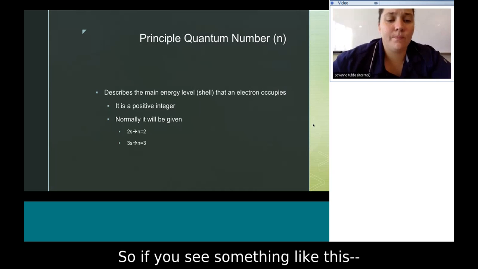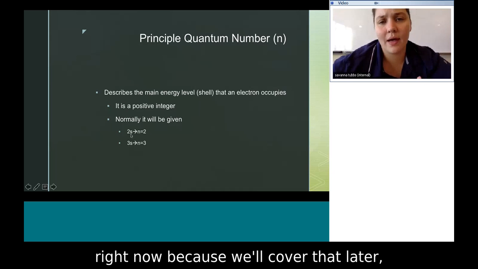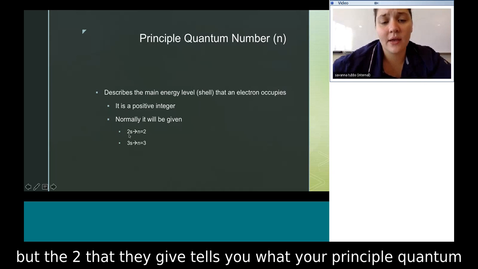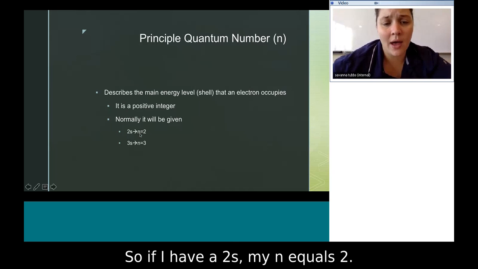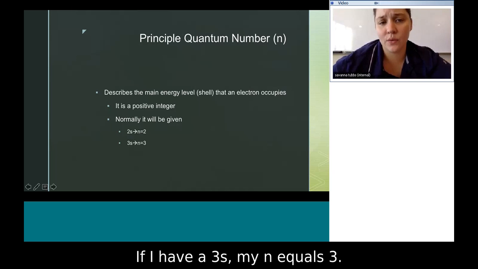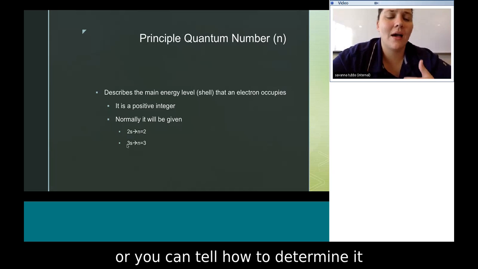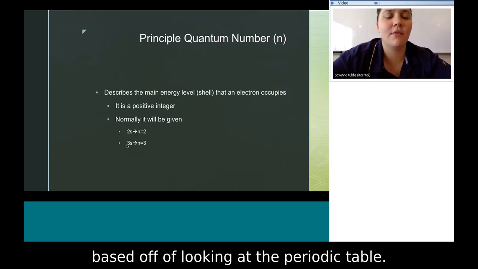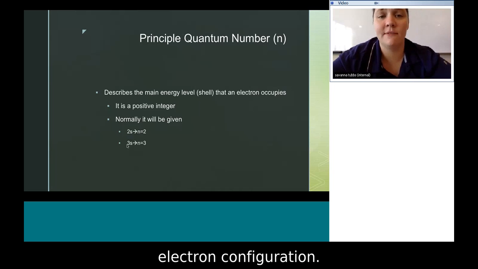given. So if you see something like a 2s, don't so much worry about the s right now because we'll cover that later, but the 2 that they give tells you what your principal quantum number is. So if I have a 2s, my n equals 2. If I have a 3s, my n equals 3. Like I said, most of the time it's going to be given, or you can determine it based off of looking at the periodic table. And we'll be able to go through that more when we hit electron configurations.